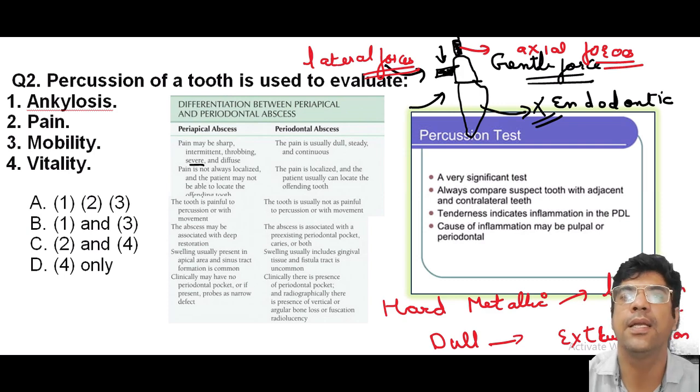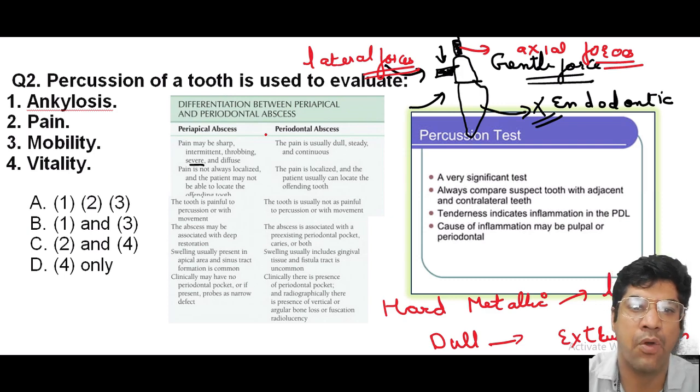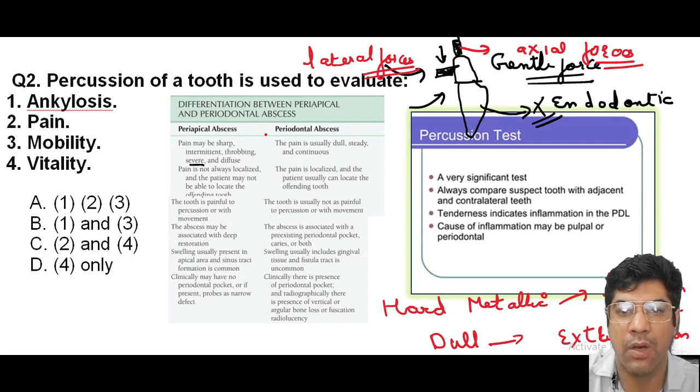So what are the other conditions where the percussion test is positive? Tenderness to percussion indicates that there is inflammation, like in teeth undergoing rapid orthodontic movement, high points in restoration, or a lateral or apical periodontal abscess. So these are the conditions where tenderness can be positive.